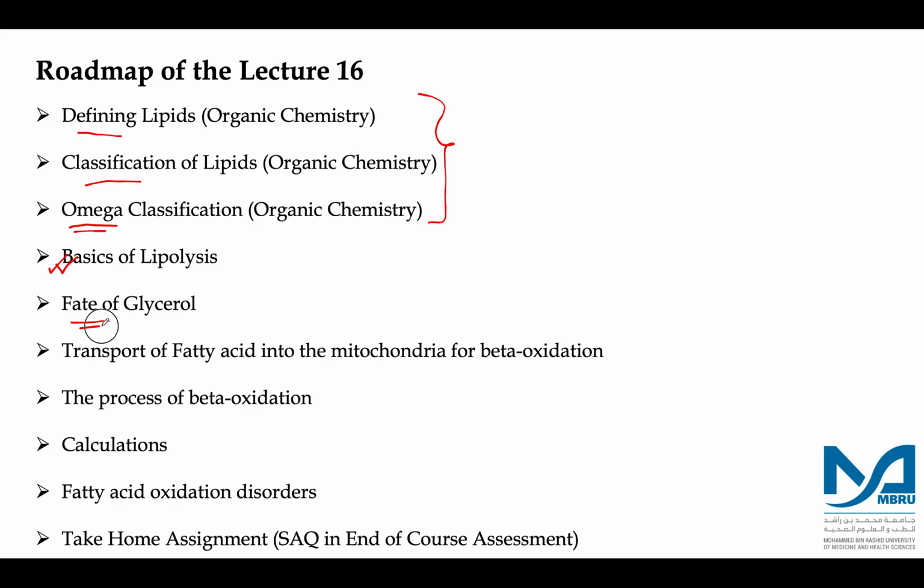Once we have understood the fate of glycerol, we talk about the transport of fatty acids into the mitochondria, and the mitochondria is the site for beta oxidation. We move directly after that into the process of beta oxidation. We have to look into the individual steps. Following that, we focus on specific calculations regarding beta oxidation, and we calculate the number of ATP molecules that are used in the process and the total and net gain of ATP from the process of beta oxidation.